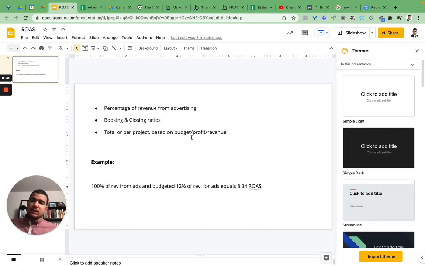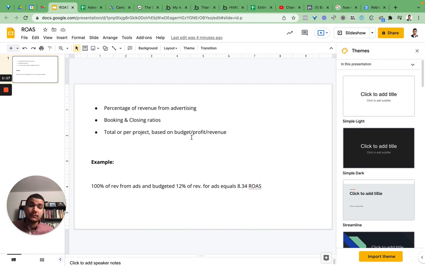So return on ad spend depends on the percentage of your revenue that's coming from advertising. Typically, we budget 100% of revenue coming from advertising, even though that doesn't happen. Usually, you have repeat clients. Clients come back 15-20% of the time, typically, for a contractor that doesn't advertise or market to their current client base. So usually that's the case.